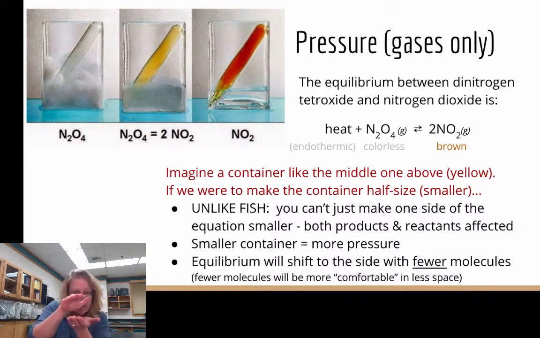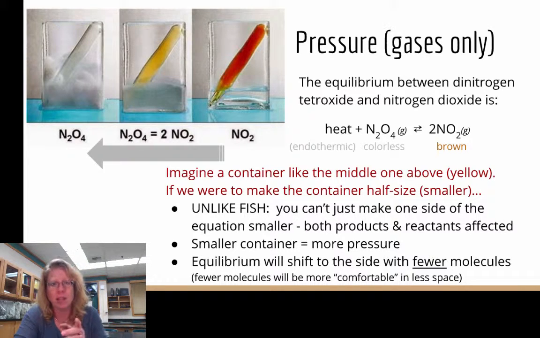If you have a tiny little container and you have a choice between the reactants that have fewer molecules or the products that have more molecules, the fewer molecules are going to fit in that small container more easily. They're going to be more comfortable. It's not really the term, but they're going to be more comfy in that smaller space. If you have a great big space, then you can put all kinds of molecules in there. Tiny little space, you want the least number of molecules possible. That's going to relieve the stress. So let's take a look at what that looks like in this particular container.